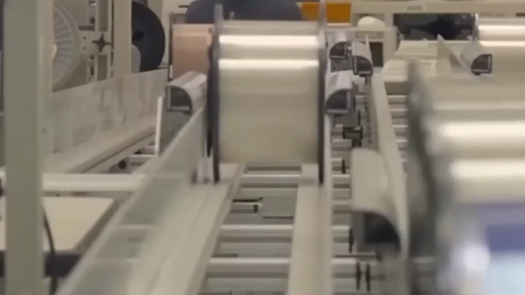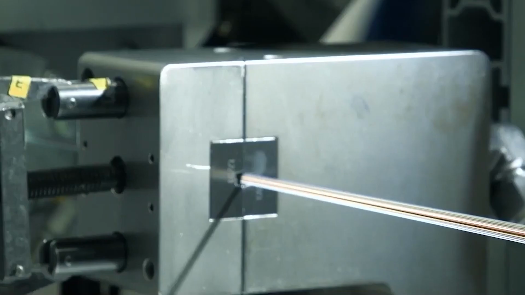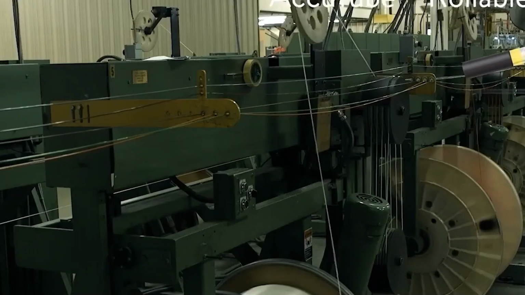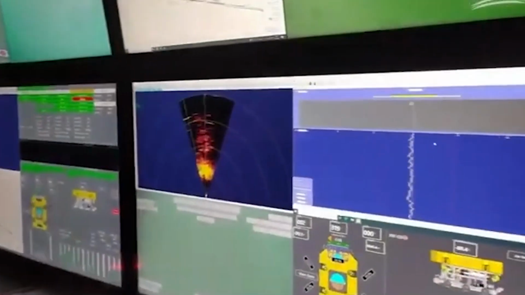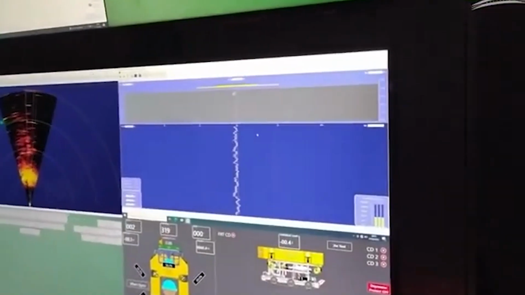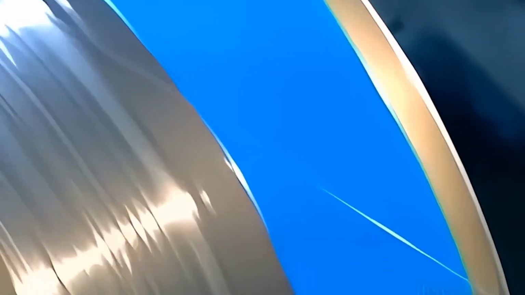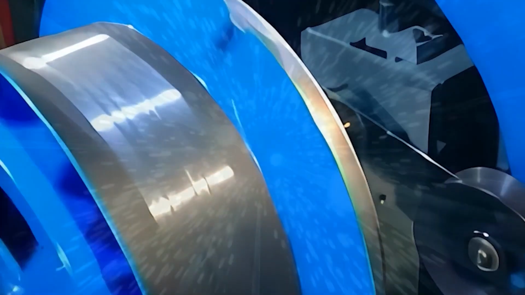Precision must be absolute. The resulting fiber is thinner than a human hair, but can measure tens or hundreds of kilometers if produced continuously. Laser sensors measure its diameter in real time, and the system adjusts the pulling speed to maintain a constant value. A nearly imperceptible variation could affect light transmission or weaken the fiber during cable assembly.